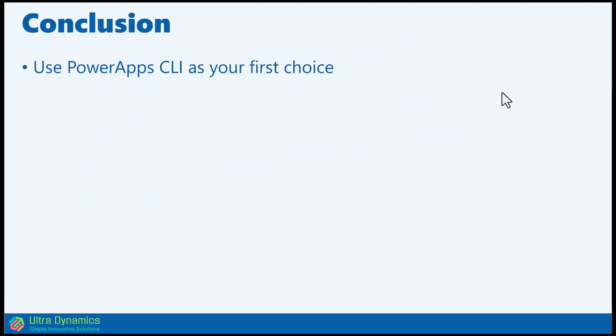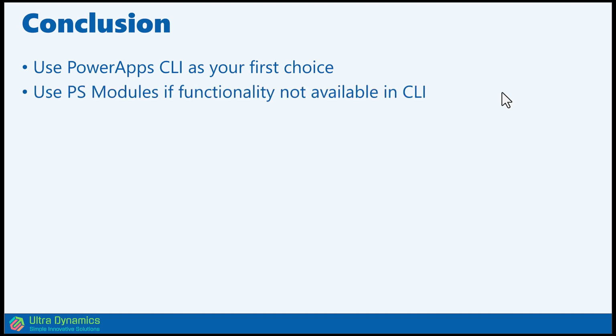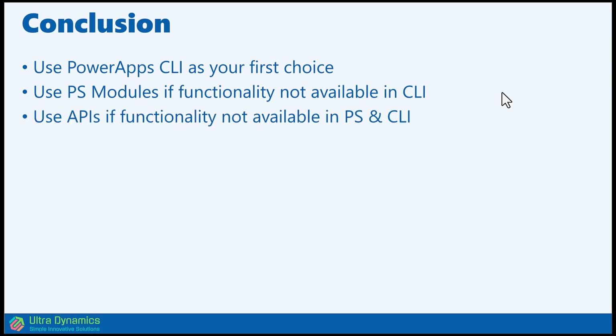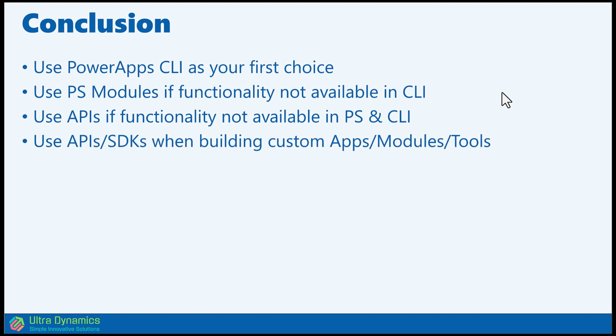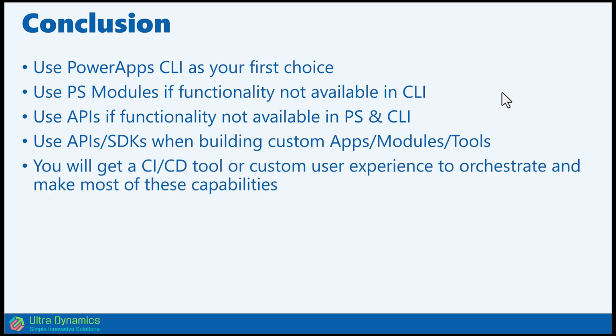This brings us to the end of this video. Let's go through some key takeaways. Number 1, Power Platform CLI is your tool of choice due to the strategy, ease of use, and rich feature set, to name a few. 2, if you can't find what you need in the CLI, take a look at the PowerShell modules we discussed in this session. 3, use APIs if the functionality is not available in PowerShell or the CLI. 4, APIs and SDKs are a good choice if you want to build custom apps or tools using .NET. And finally, once you've automated your processes via scripts or tools, you will likely require a CI/CD tool or a custom UX to orchestrate your processes and bring them to life.